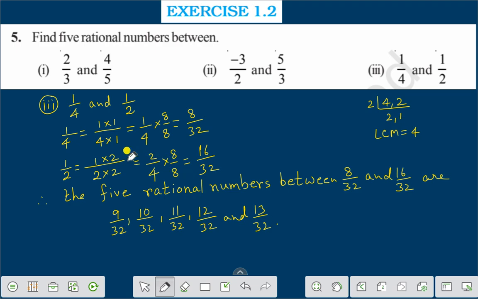What do we do? You have to make the denominator same first. We are getting 1 by 4 and 2 by 4. Here we are not getting direct rational numbers between 1 by 4 and 2 by 4. That's why you have to multiply it by 8, numerator and denominator. Right, we are getting 8 by 32 and 16 by 32. Therefore, the 5 rational numbers between 8 by 32 and 16 by 32 are 9 by 32, 10 by 32, 11 by 32, 12 by 32 and 13 by 32.